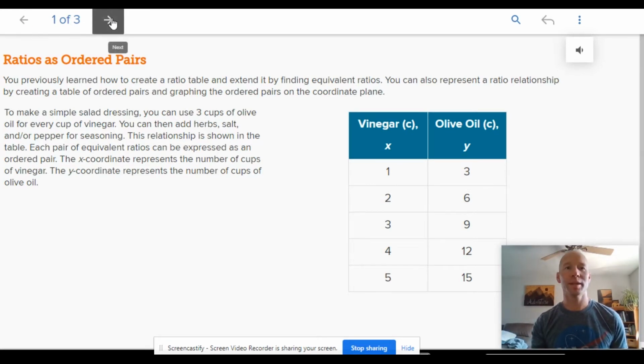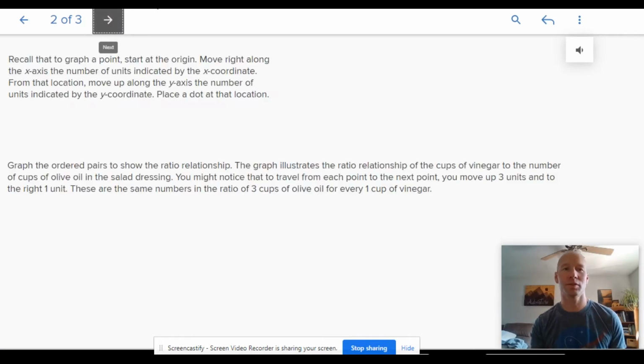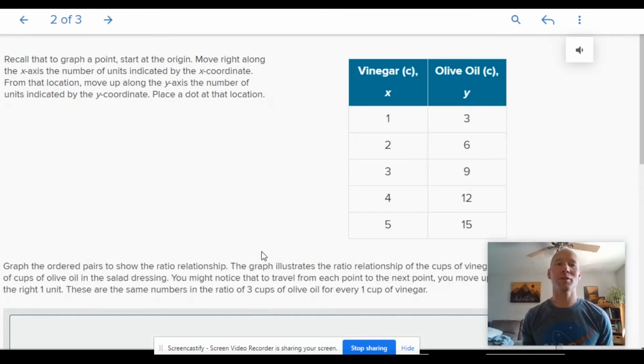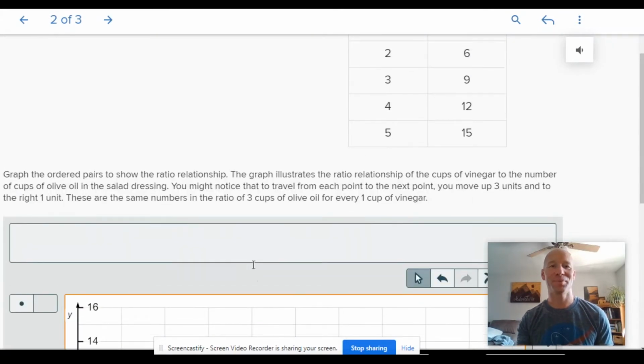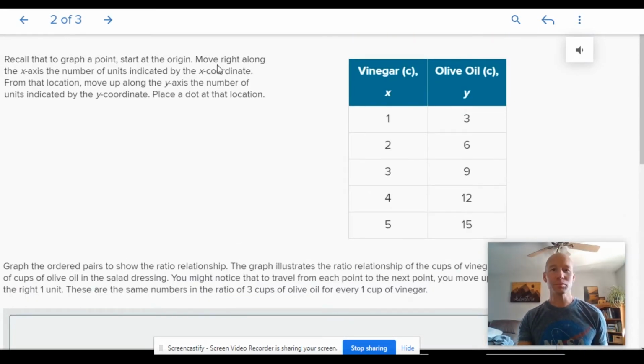All right, so I'm going to go to the next page right up here. It's got the arrow, says 1 of 3. I've got to be careful. I can't go down to the next resource until I've gone through each of the pages of this resource. To graph a point, you start at the origin. Where's the origin? Yeah, right down here. 0 on the x-coordinate and 0 on the y-coordinate is our origin. So move right along the x-axis, the number of units indicated by the x-coordinate. From that location, move up along the y-axis, the number of units indicated by the y-coordinate. Place a dot at each location.